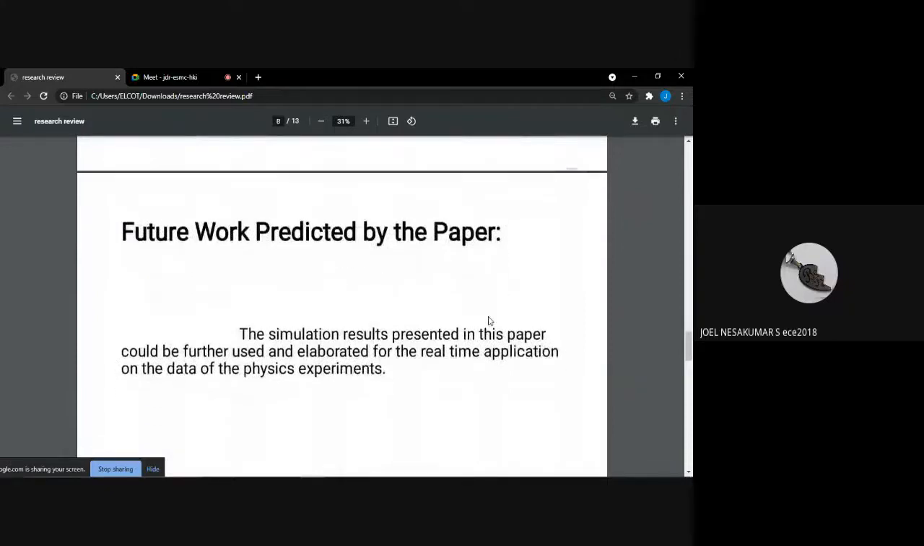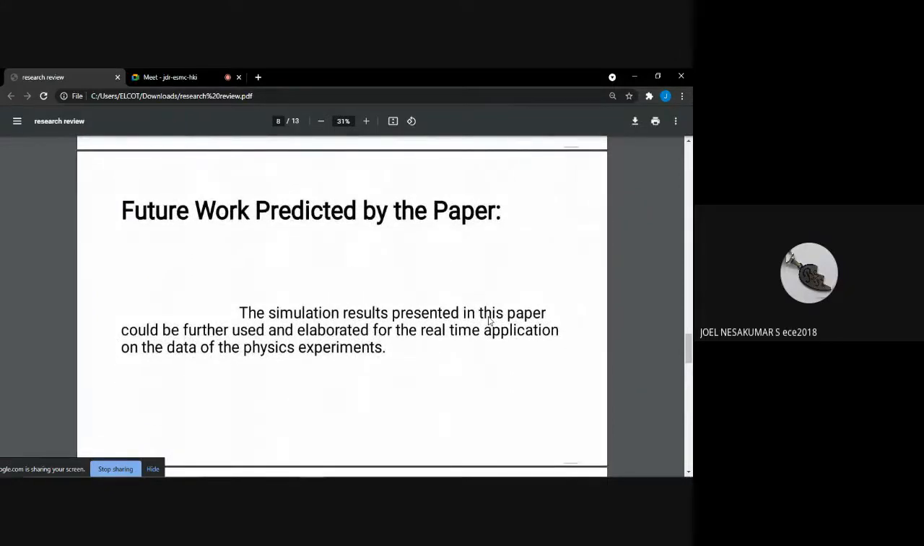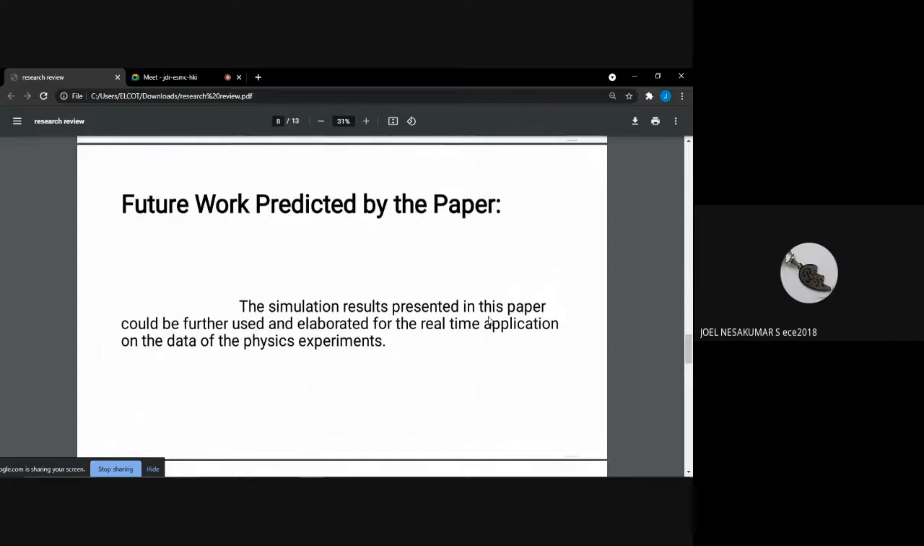Future work predicted by the paper. The simulation results presented in the paper can be used and elaborated for real-time applications, which are most important. We can use this in real-time applications such as in some physics experiments in future also.